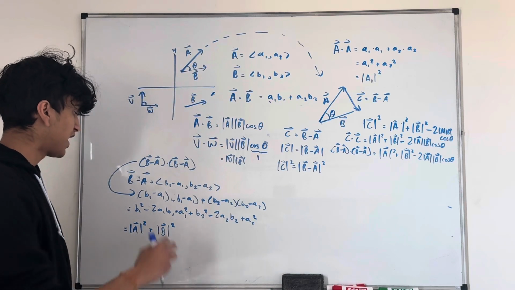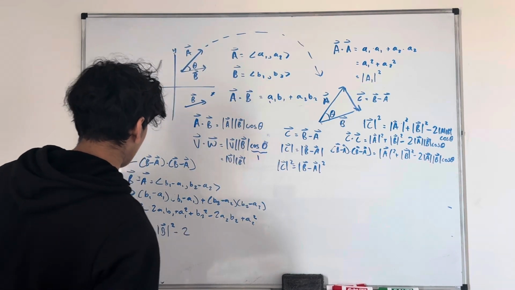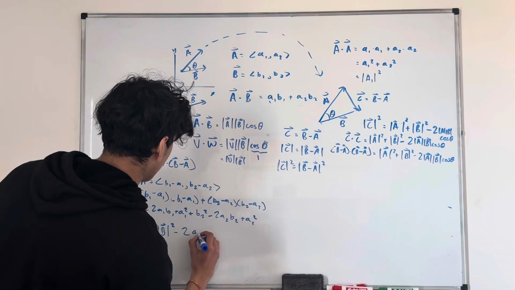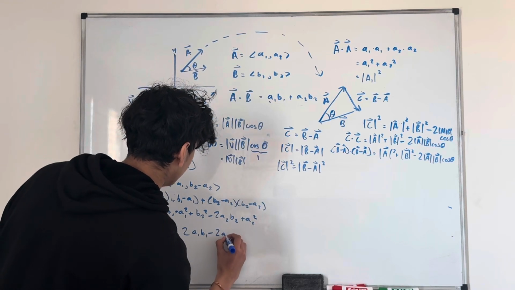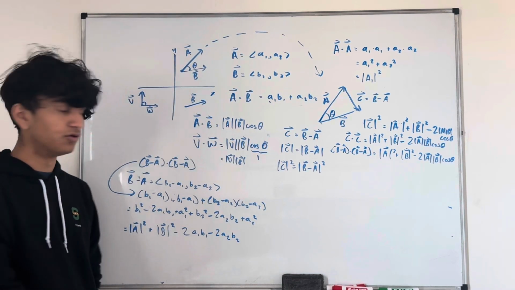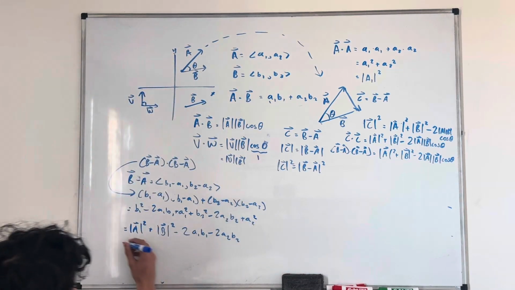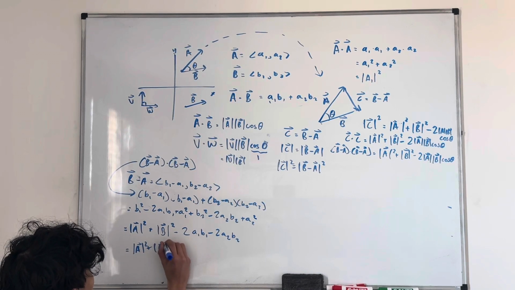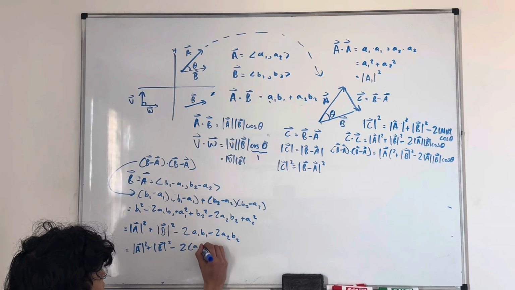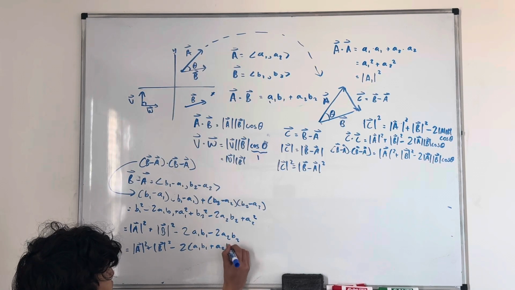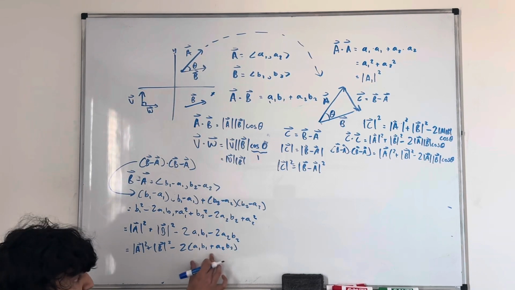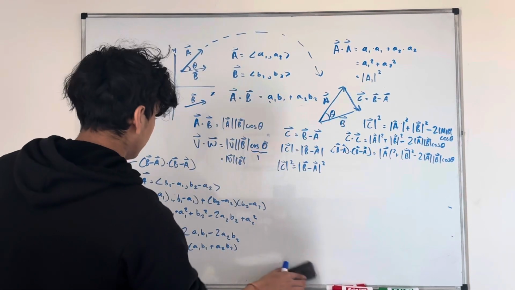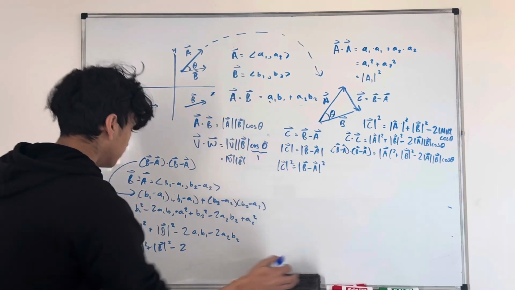And then we're going to have minus 2 A1 B1 minus 2 A2 B2. Let's just factor out negative 2, because why not? Let me kneel down so I can write on the thing. We get A squared plus B squared minus 2 times A1 B1 plus A2 B2. Well, what's A1 B1 plus A2 B2? That's just the dot product, clear as day, of A dot B. So I could just write this as 2 times A dot B.